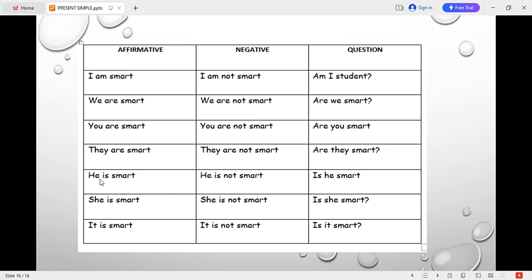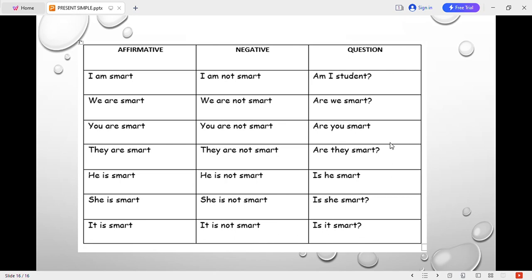Okay. And these are the singular subjects he, she, and it. He is smart. He is not smart. Is he smart? Sorry, I forgot to put a question mark here. She is smart. She is not smart. Is she smart? And it is smart. It is not smart. Is it smart?